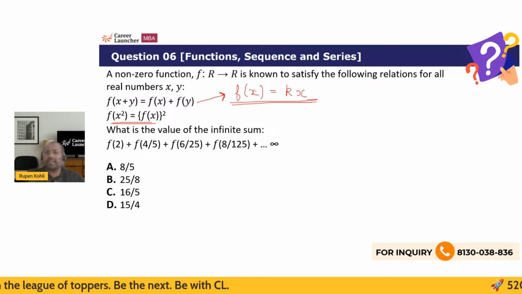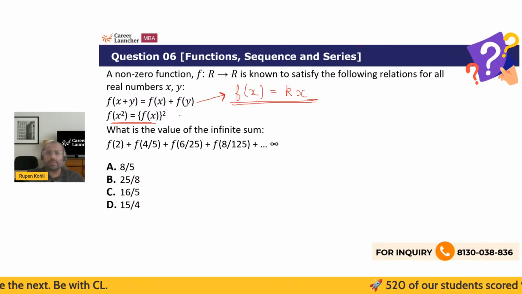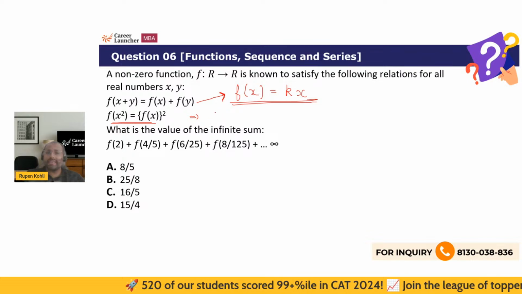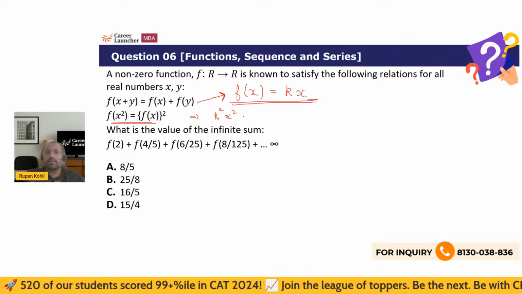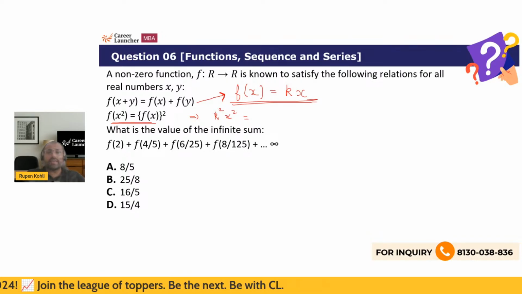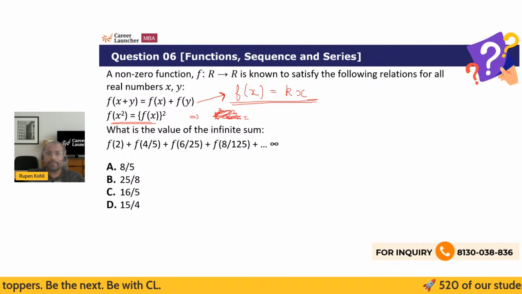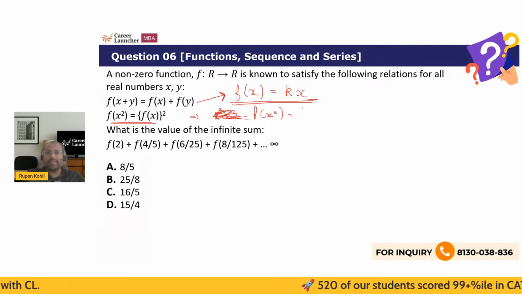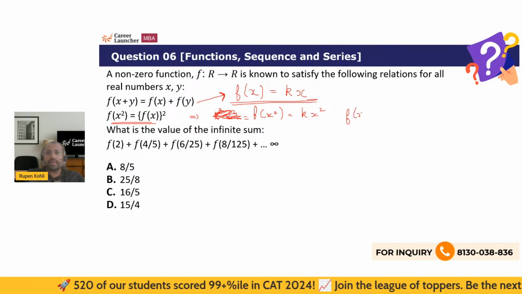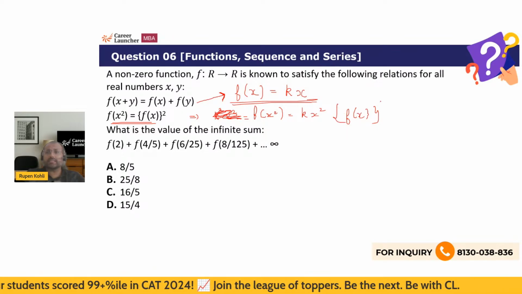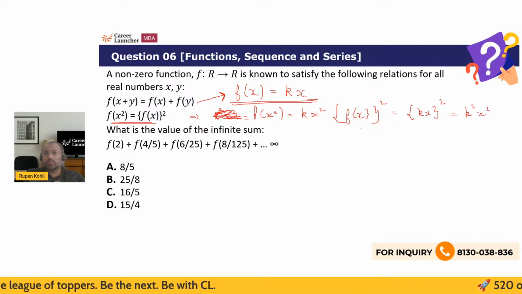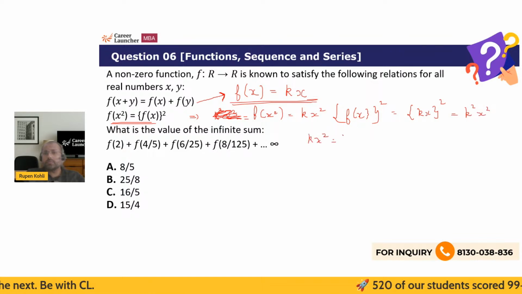So with f(x) being kx from the first relation, we can now put this function in the second relation to get the value of k. So f of x square will be k x square, because k will remain k and x square. And what will be f of x whole square? f(x) is kx, whole square is k square x square. So we are getting the equation that k x square equals k square x square.